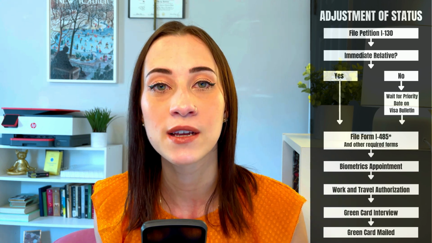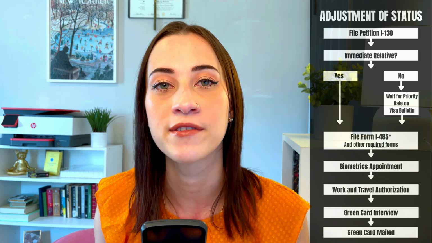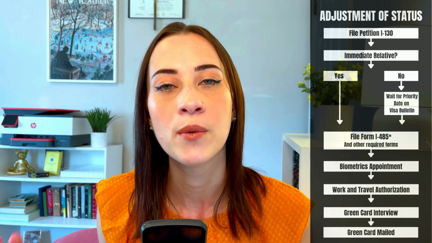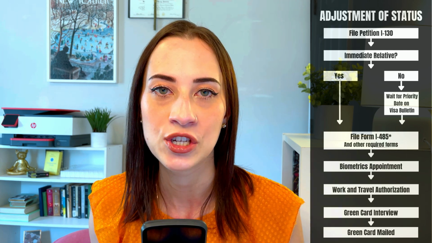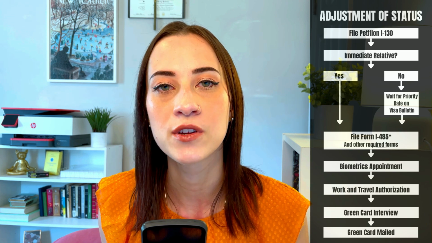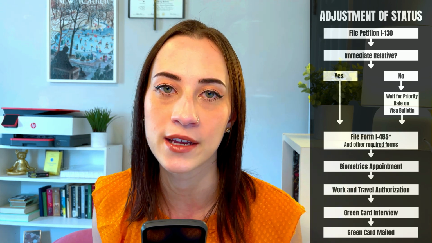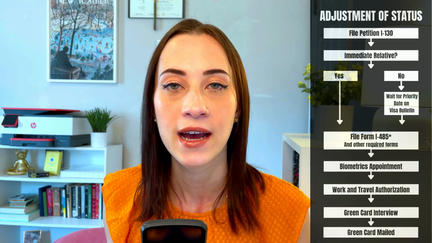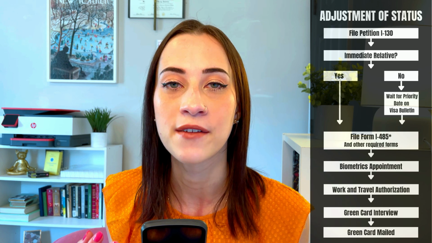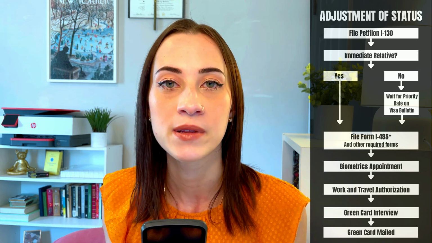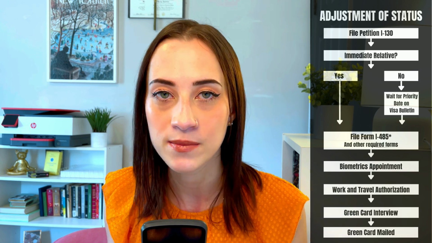One of the biggest parts of this whole process is the I-864 affidavit of support form, which has to be filled out as well to demonstrate that your petitioner is financially responsible for you and will support you throughout this process, so you don't become reliant on public assistance. I have an entire playlist on my channel talking about the affidavit of support form. That playlist has all the necessary information that you may possibly need.